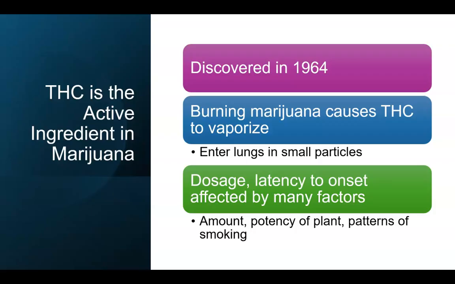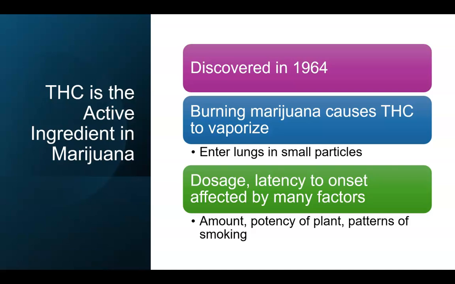So THC, delta-9 tetrahydrocannabinol, is the active ingredient in marijuana. It was discovered in 1964 by two Israeli researchers named Gaoni and Mechoulam. As we talked about, there are other cannabinoids in the plant, but generally they're not thought to really contribute to the psychoactive properties.